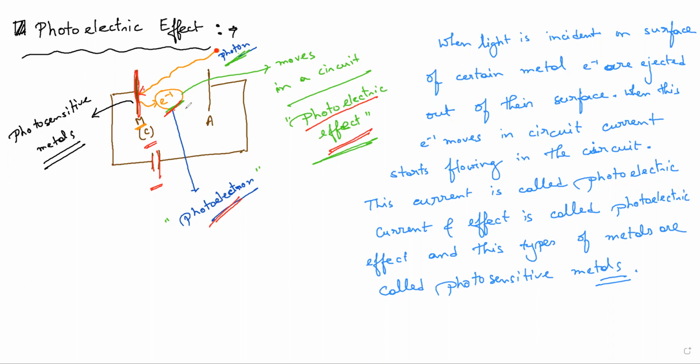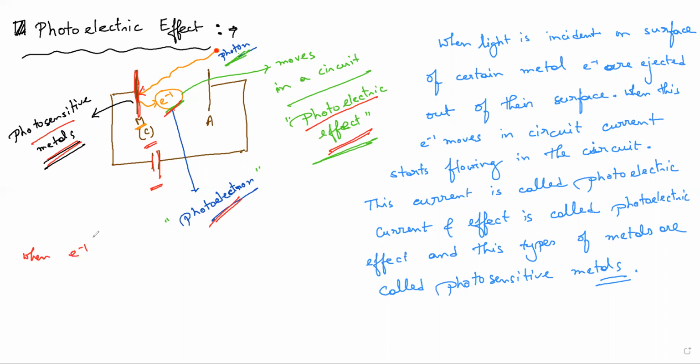Why photoelectric? Because in presence of photon, electron ejection takes place. That's why these electrons are called photoelectrons. And due to presence of photoelectrons and their movement, electricity generates. That's why this effect is called photoelectric effect. And the metal surface from where the electron ejection takes place is called photosensitive metal. Any doubt regarding this part? No, sir.